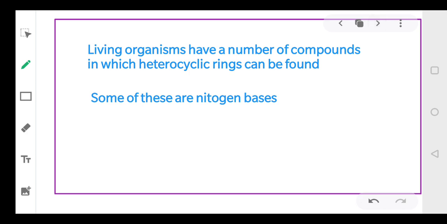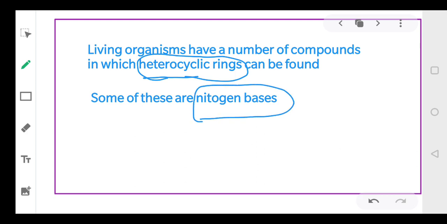Now coming to the next part. See, we know that living organisms contain a large number of carbon compounds. Living organisms के अंदर बहुत तरीके के carbon compounds मौजूद हैं. Some of them are heterocyclic in nature. They contain certain rings, and the best example of these heterocyclic rings is the nitrogen bases, the bases which are present in your DNA. So they are basically carbon compounds which contain heterocyclic rings.